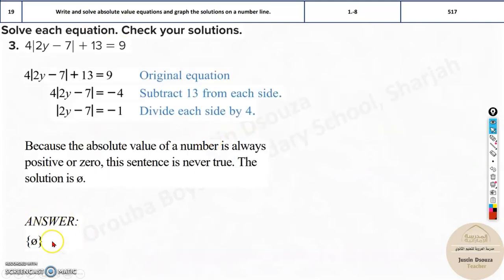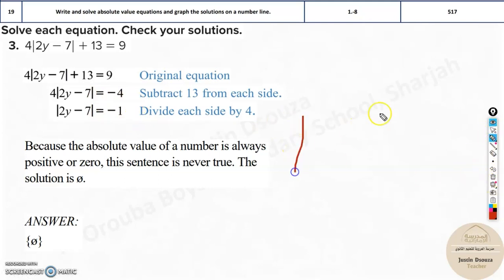I will show you all the answers. Over here now, look over here. When you just simplify this, what happens at the beginning itself? 13 goes to the other side, it becomes negative 4. 4 divided by 4. Can you look over here? The absolute value of 2y minus 7 is equal to negative 1. Is it true?